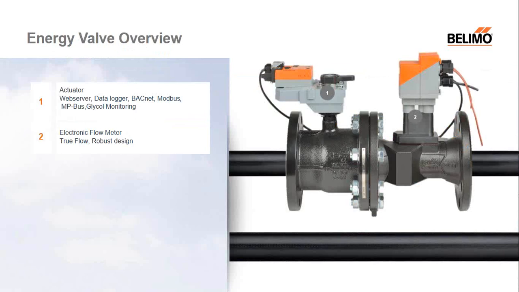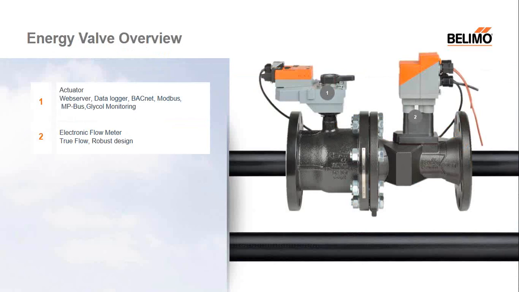Next component I'd like to talk about is the flow meter. It's an electronic flow meter, which means it produces a true flow as opposed to a calculation based on valve position and delta P. So we have an actual flow rate of what's going on through the valve. Very helpful in terms of commissioning. That way it doesn't require taking a pressure drop across a coil with a traditional method.